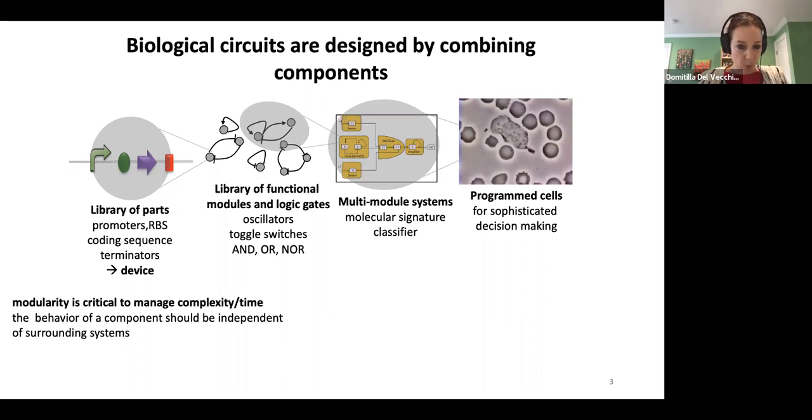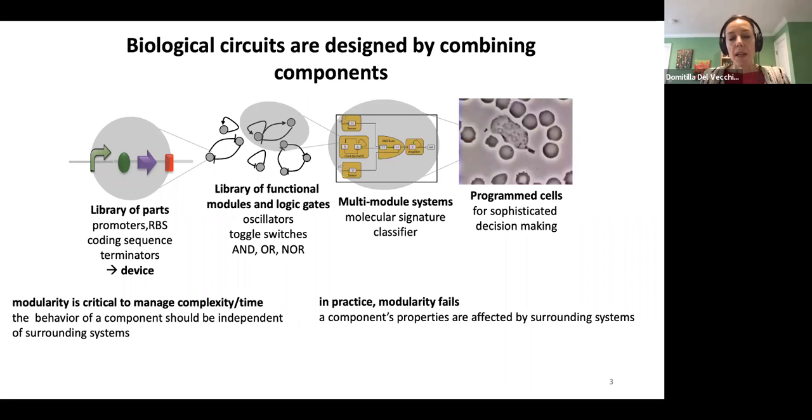Modularity is critical in this process because it allows us to manage complexity and time. And for this, it's absolutely necessary that the behavior of a component is independent of surrounding systems. In practice, however, modularity fails. So a component's properties are often affected, as many of us know, by surrounding systems. So the problem is that anytime I'm building a big system and I'm adding a new component, all the components that are there need to be redesigned from scratch. And this leads to a very painful, combinatorial and error-prone design process. Very lengthy, and for a circuit, for example, of 10 or 11 genes, it takes a PhD thesis to complete.